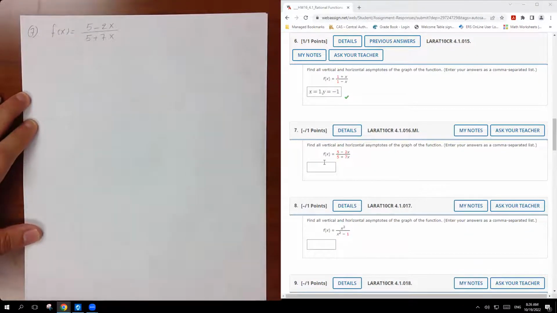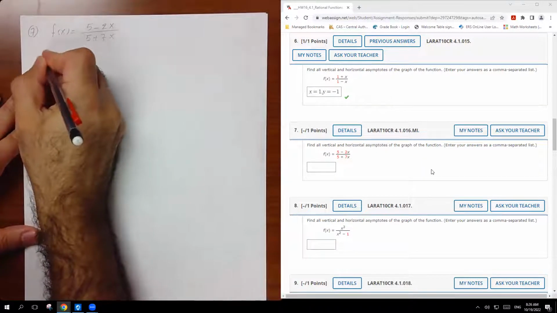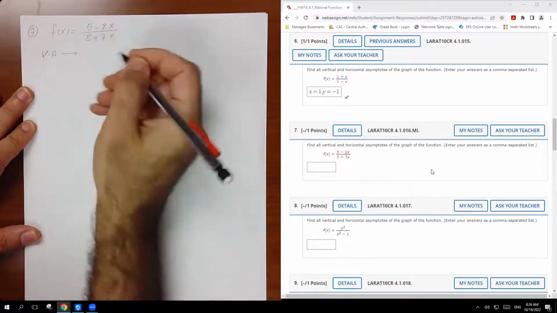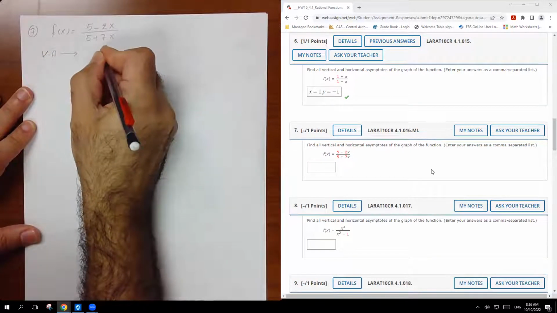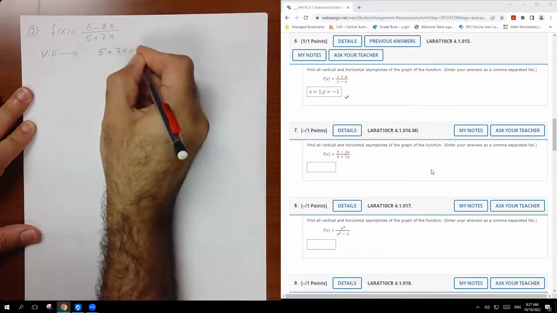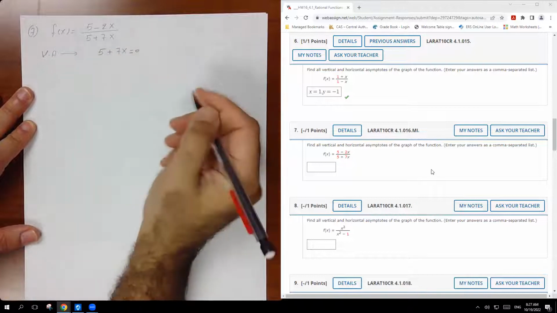So let's find the vertical and horizontal asymptote for this graph. So the vertical asymptote: we're going to let the denominator equal 0. That means 5 plus 7x equals 0. And now we need to solve this one for x.